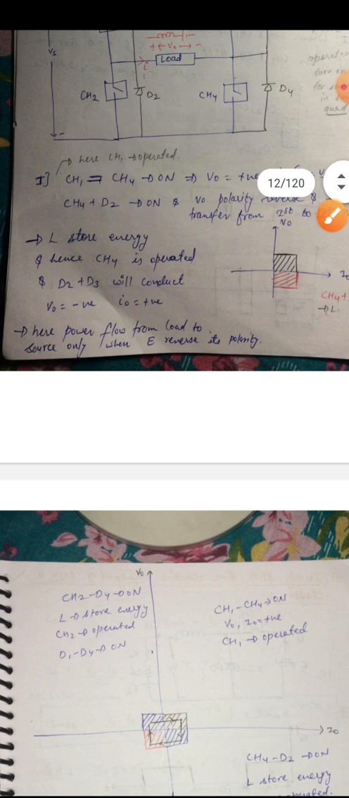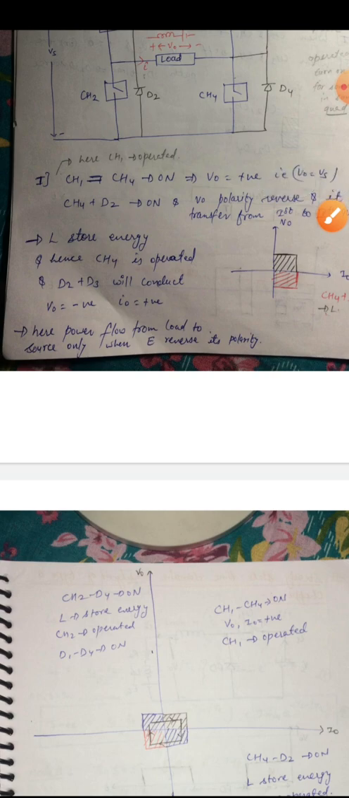Now if I switch off CH1 and CH4, the inductor will find a path to discharge itself by changing its polarity. Plus and minus is the polarity from which it was being charged, so it will change its polarity: plus on this side and minus on this side. This is the load we are taking: inductor and back EMF E. Now it will find the direction to get discharged.